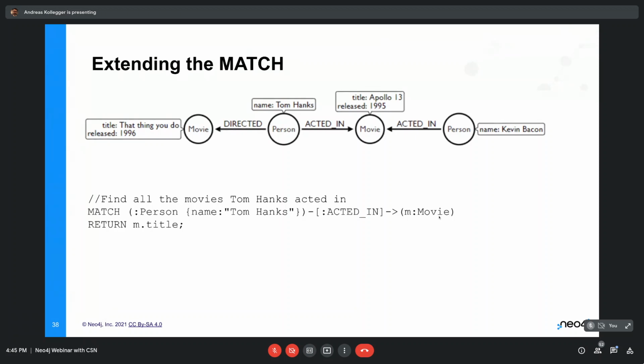We've also given a label on the other side. Even though we're looking with Tom Hanks, we already know about Tom Hanks. We don't care about him. We want the answer, which is the movies. So we've given that an m to be bound to all of those results within that pattern. And then for all those m's, return just the titles. So we'll get all of the movie titles for Tom Hanks.